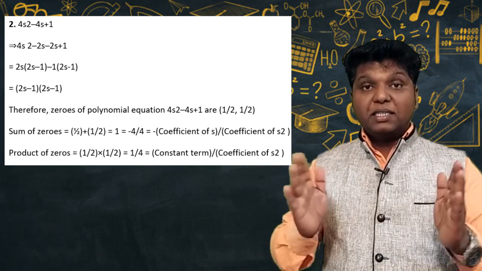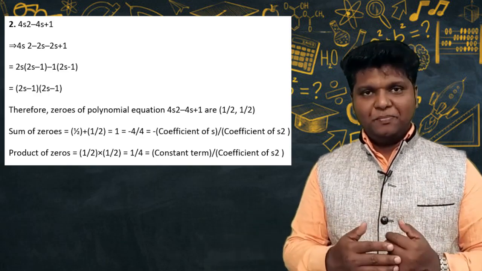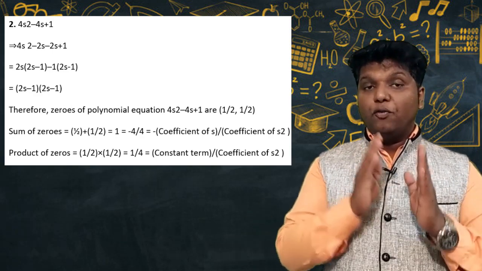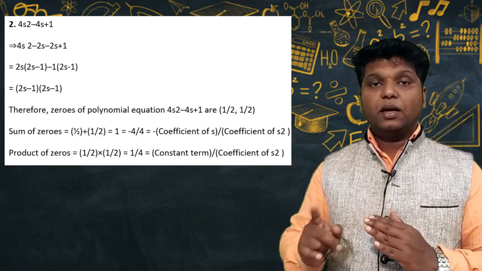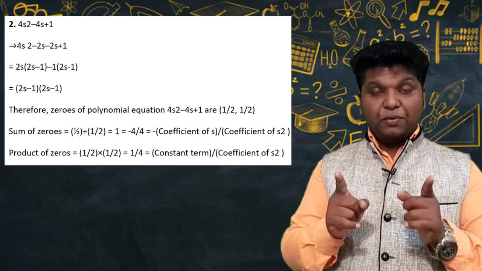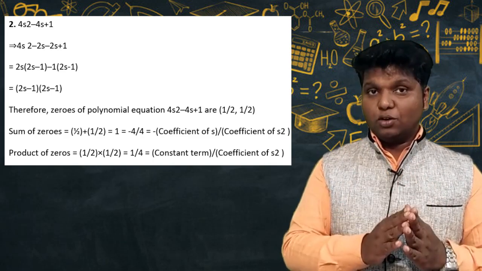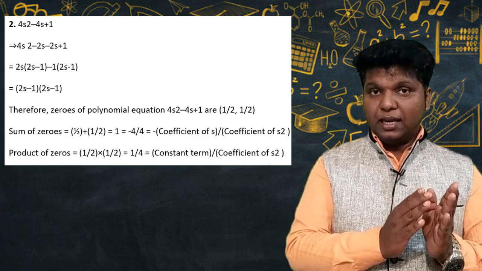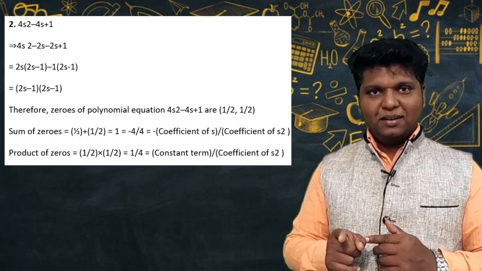So we are going to split the middle term by minus 2s, minus 2s. Let's split. What will be the next step? 4s square minus 2s plus 1 is equal to 0. From the first two terms, what is common? Take it out. Here what is common? 2s is common. When you take 2s outside, you will get within brackets 2s minus 1, right?